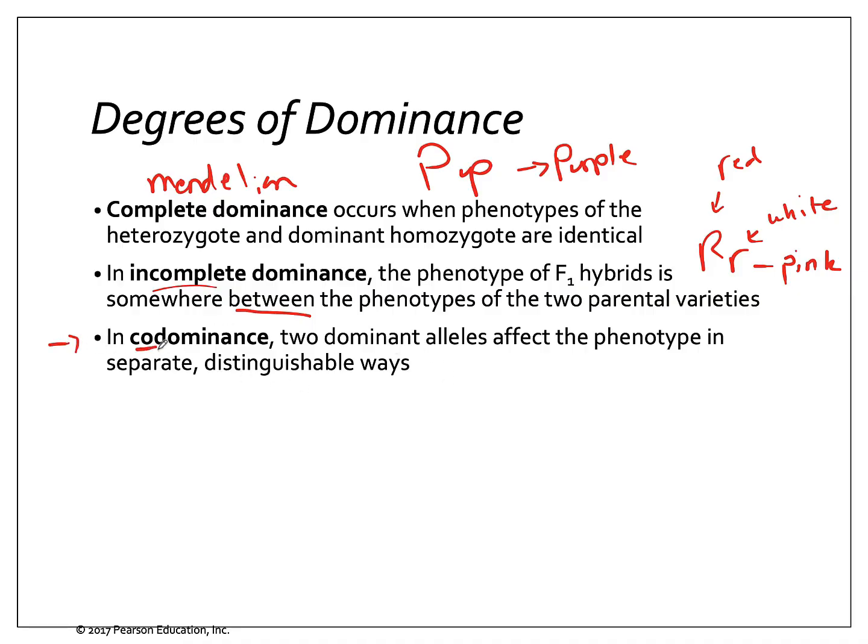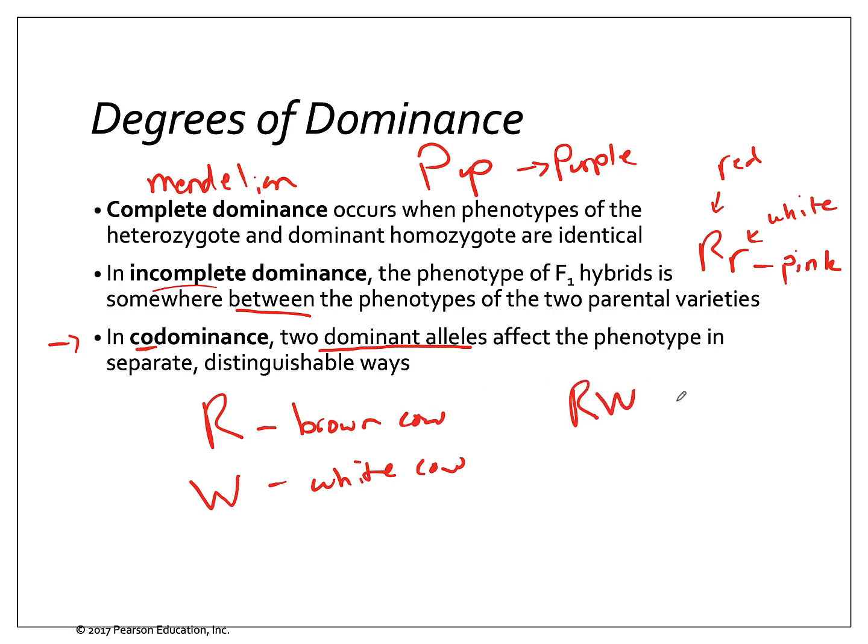Codominance is cooperative, meaning together. This is when you have 2 different dominant alleles. So, for example, we can have an allele for a brown cow or a dominant allele for a white cow. Notice these are different letters because they're both dominant, so they are different. In a hybrid where we have RW, instead of getting a light brown cow, what you get is a white and brown spotted cow.